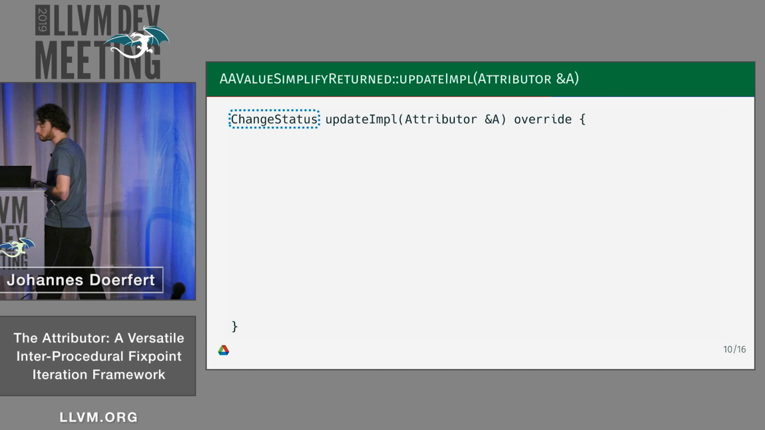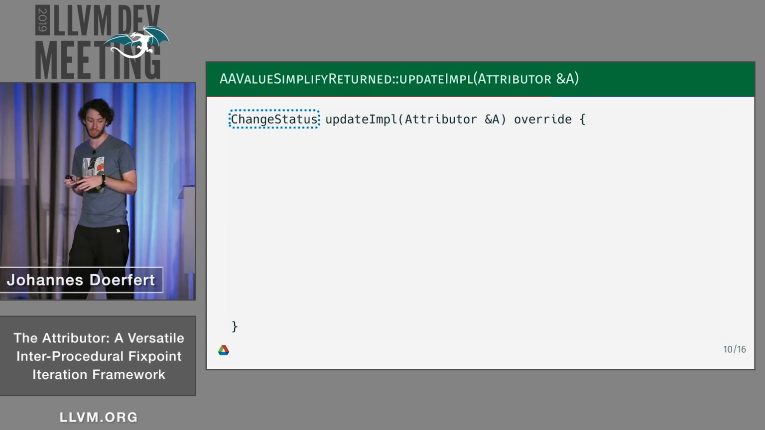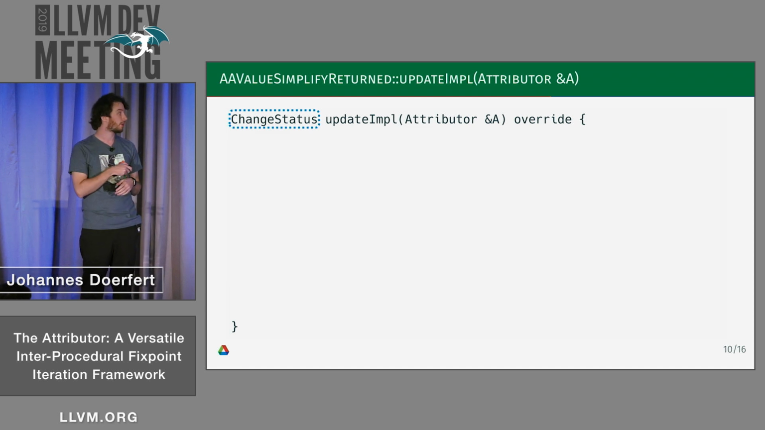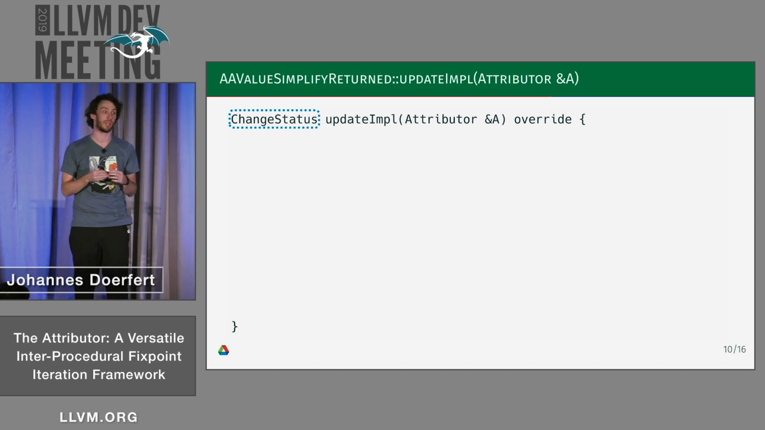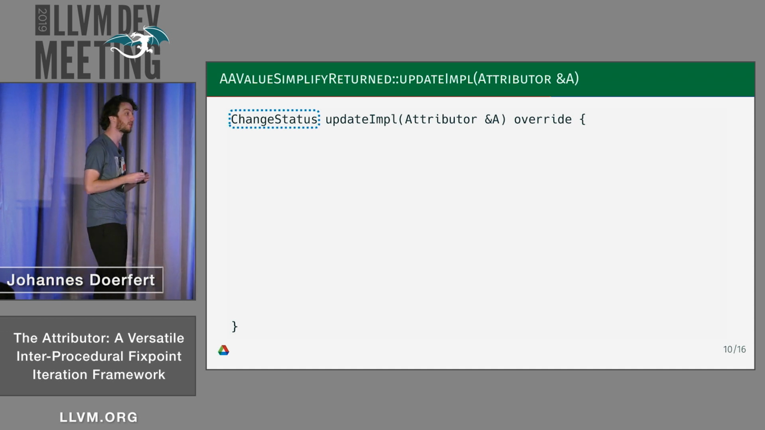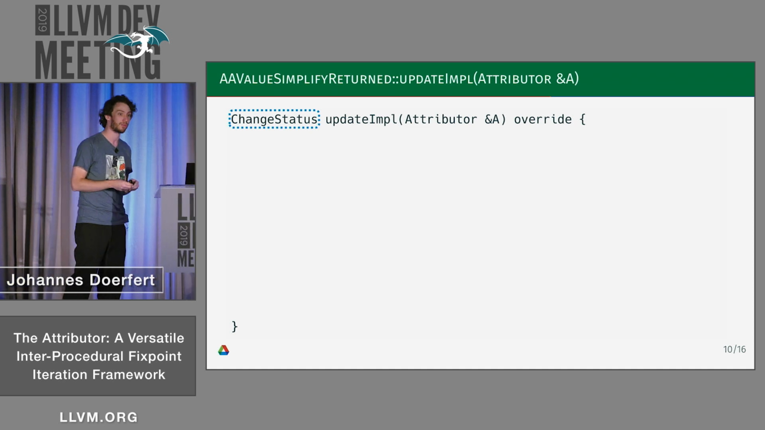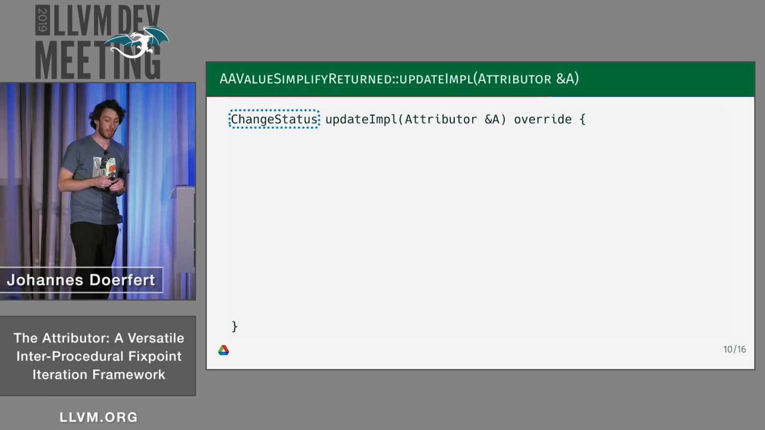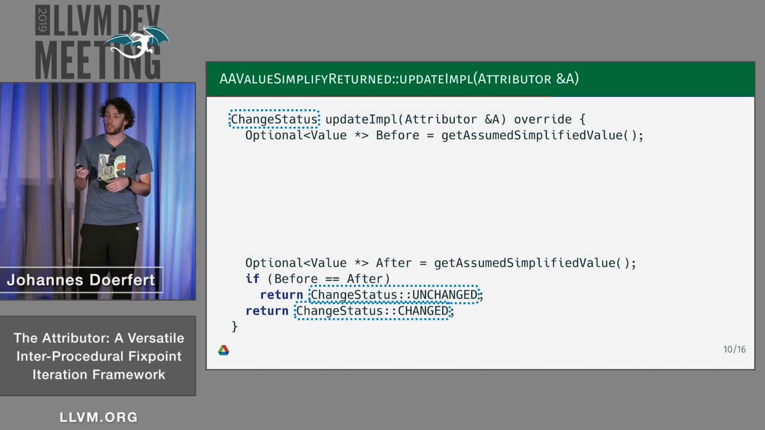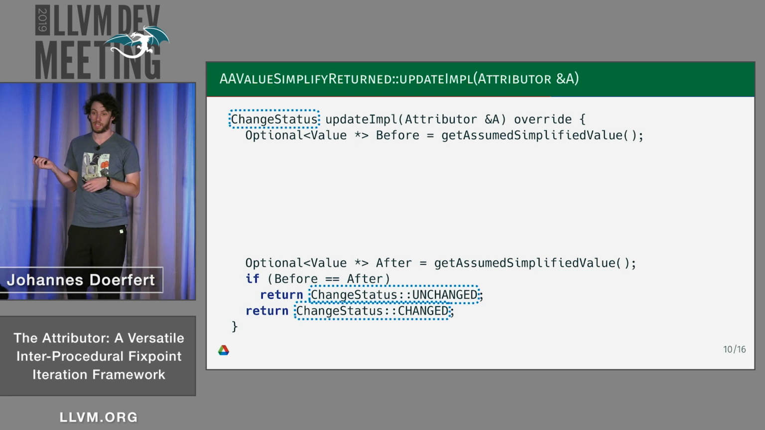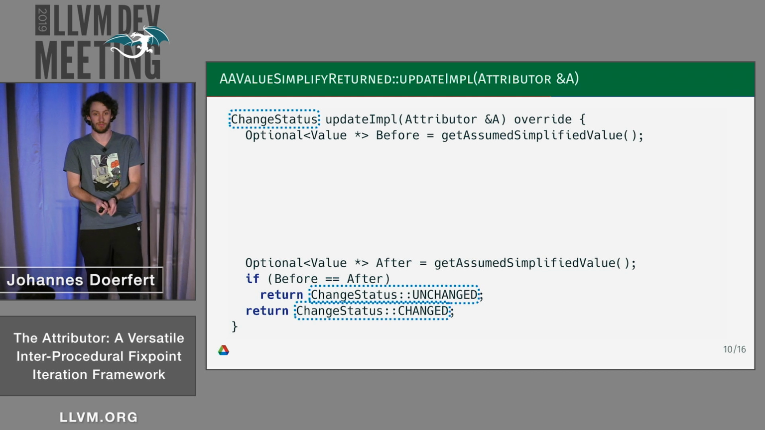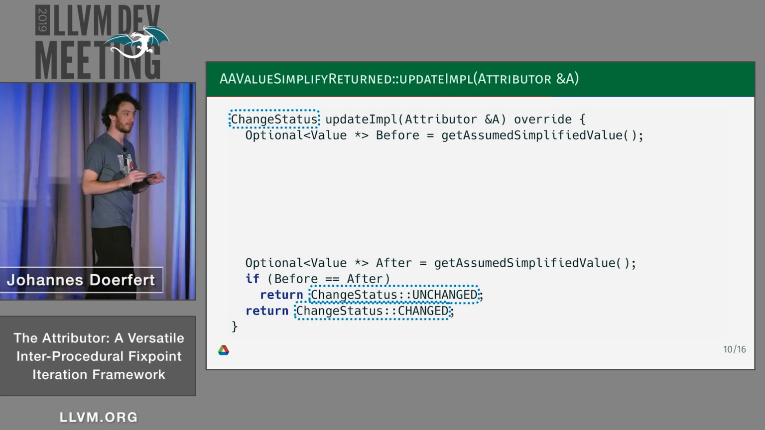The core of everything is an update function. The update function returns the change status, so it returns whether the internal state changed or not. That is very important, and you always have to return changed if your internal state changed. If you don't do that, the results will be wrong. You will miscompile. You will derive wrong information. A common pattern is to take the internal state at the beginning and at the end. If they're the same, nothing changed. If they're not the same, something has changed. That's a very easy way.